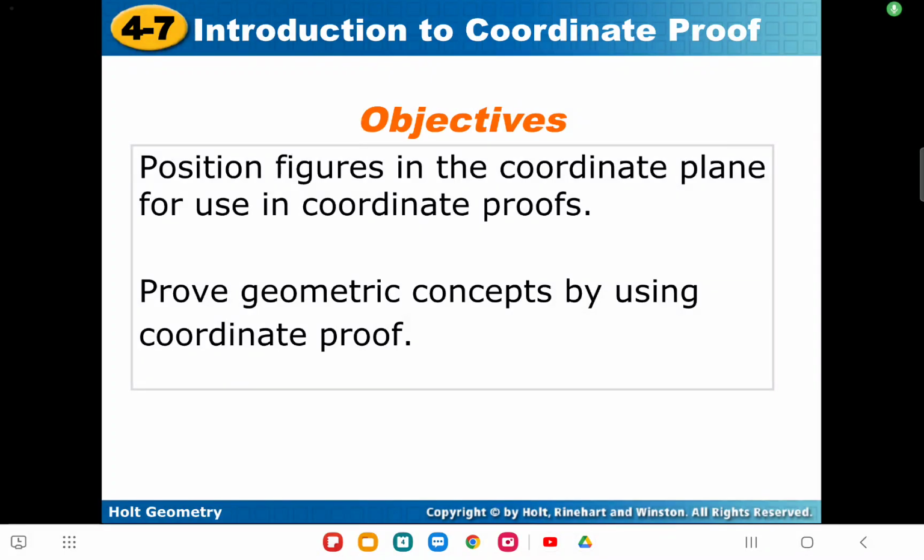This is Miss Often, and in this video we'll be doing a quick introduction to coordinate proof. By the end of this video, you should be able to position figures in the coordinate plane for use in coordinate proofs and be able to prove geometric concepts by using coordinate proofs. This will apply both to figures that have numeric coordinates and to figures that have variable coordinates.